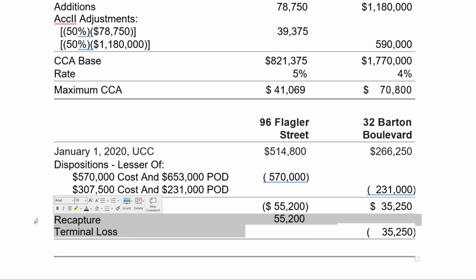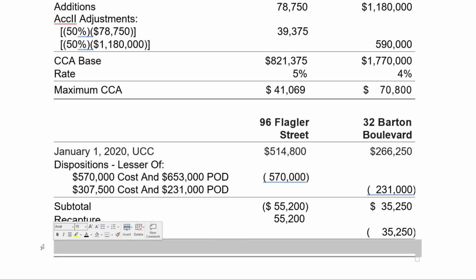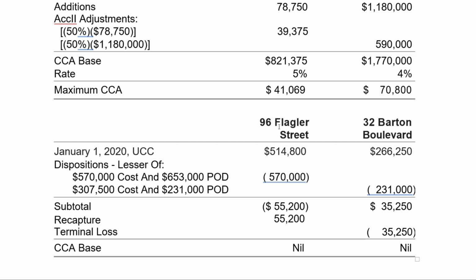Now that we've done this, the recapture and terminal loss, our CCA basis will be at the appropriate amount, which should be 0 or nil. And hopefully this makes sense to you. If we only had one asset in each class and the assets are disposed of, there shouldn't be a CCA base at the end of the day.